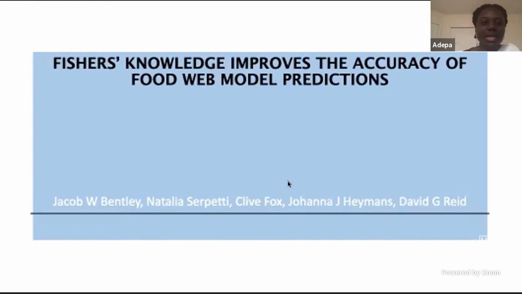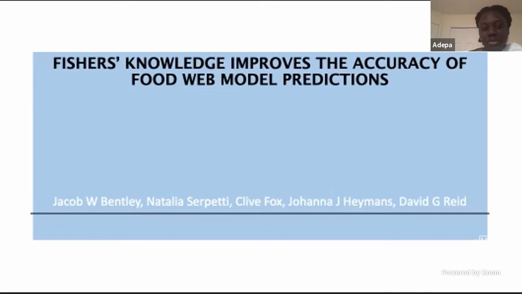I was to review the paper, which talked about how fishers' knowledge improved the accuracy of food web model predictions. So this has made significant progress with regards to incorporating the expertise of fishers into research and management. And fishers' knowledge is very essential to the ecosystem modeler because of the personal expertise of fishers in terms of habitat preferences, fishing efforts, dietary preferences, and so on. So integrating and sharing in the knowledge is a good way to instill credibility and some kind of collaboration between the fishery stakeholders and scientists.